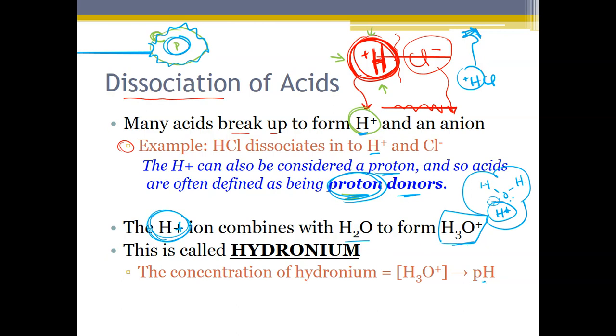In a couple slides, we're going to look at pH. pH is related to the concentration. We use these brackets to show a shortcut for molarity or concentration. So the molarity or the concentration of the hydronium ion in a solution is how we figure out its pH.